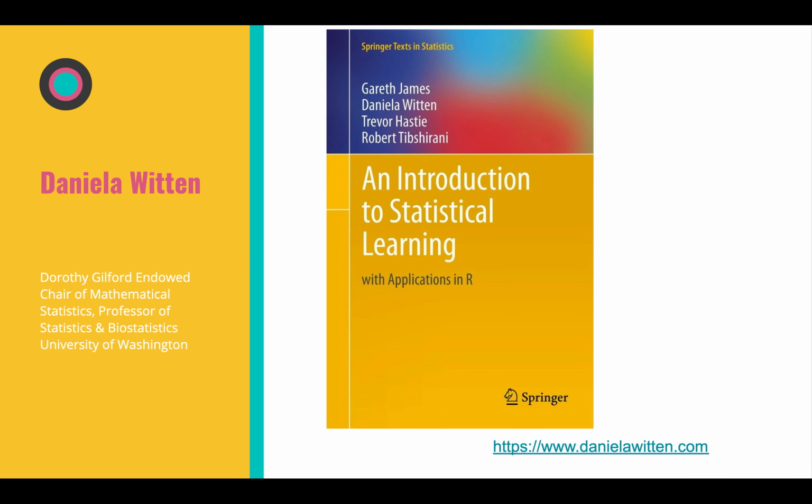And then finally, I want to talk about Danielle Witten. I love Danielle, she is fabulous. She is a chair of math stats at the University of Washington. She's also a professor of statistics and biostatistics there. And she is one of the co-authors of your book. She is an excellent statistical communicator in a large variety of ways, but one of them is that she wrote this textbook that I think communicates statistical concepts really, really well. She is on this An Introduction to Statistical Learning book. You'll notice her name right here, Danielle Witten.